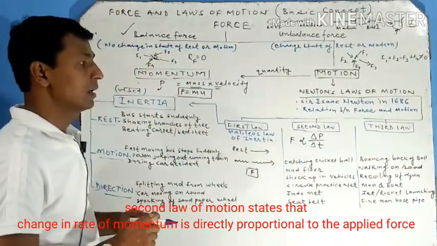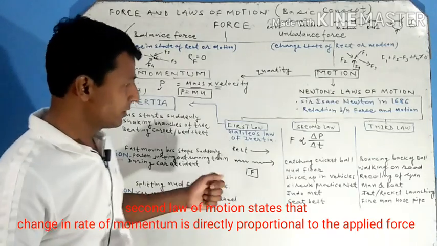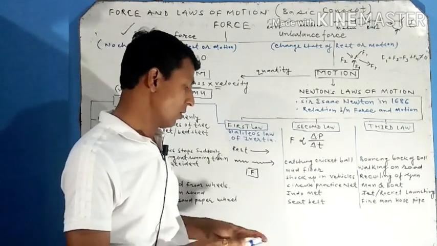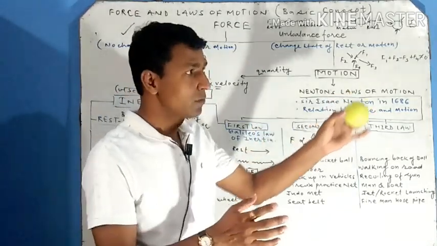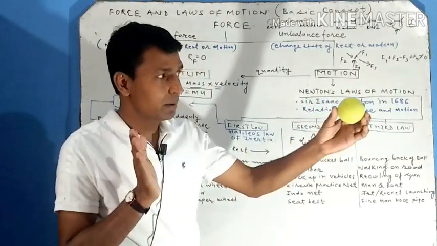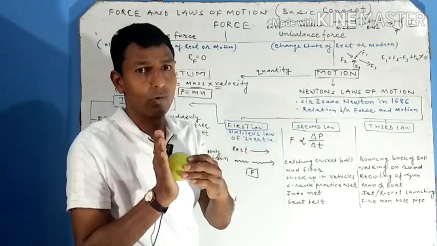This is also a very important law in day-to-day life, where you come across it. So friends, a very simple example: catching a cricket ball. When you catch a cricket ball, you withdraw your hands backward. What actually happens? When it comes onto your palm, it creates a great force.